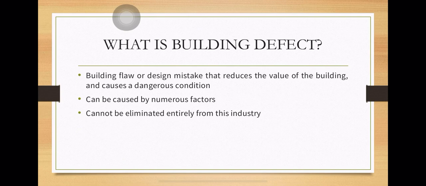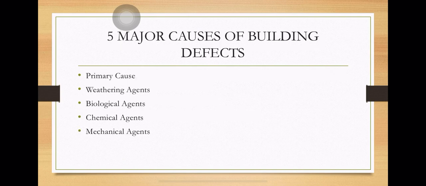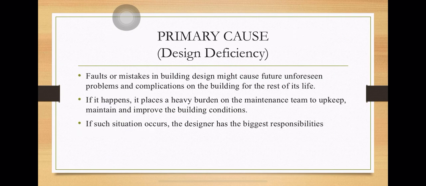this industry. So there are five major causes of building defects, and that includes primary cause, weathering agents, biological agent, chemical agent, and mechanical agent. So for primary cause, there are five parts, and the first part is design deficiency.